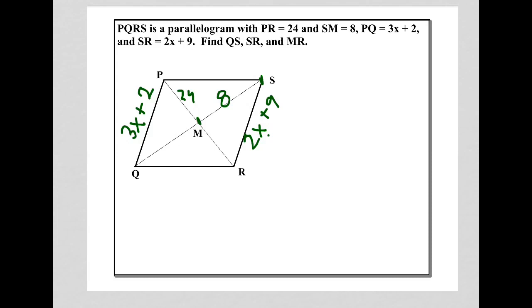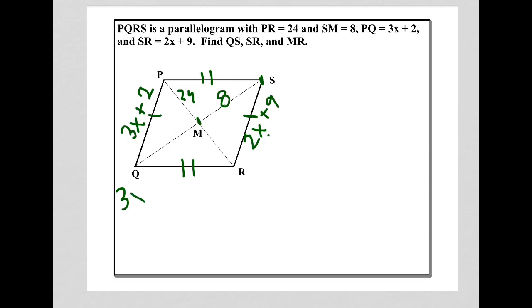They have two pairs of opposite parallel sides, right? They have two pairs of opposite congruent sides, okay? So this side, PS, is congruent with QR, and PQ should be congruent with RS. Now that we have PQ and RS and we know that they're congruent, we can set them equal to each other to solve for that x.